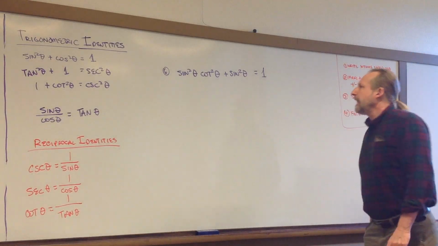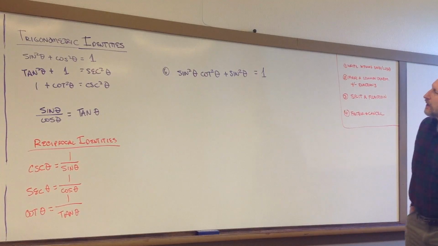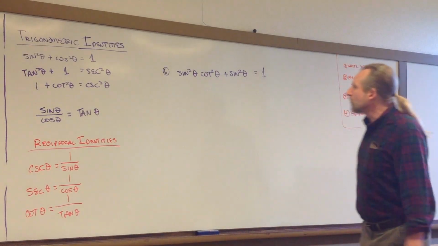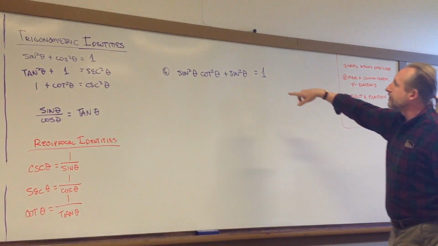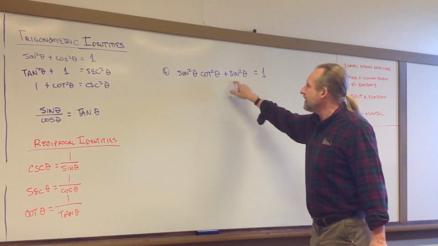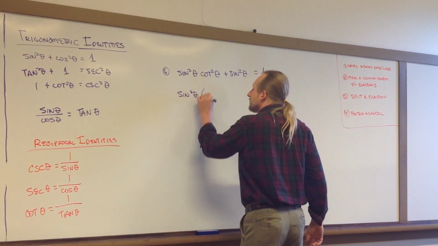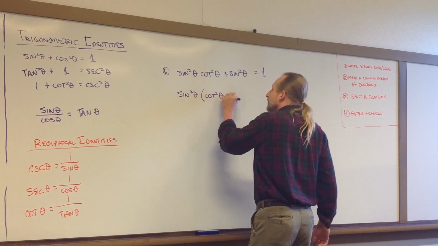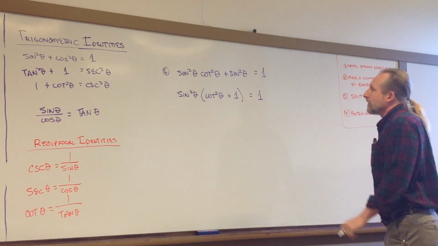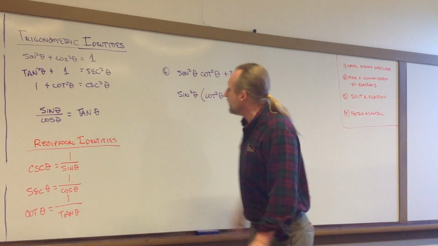Well, there's a variety of things that we could do here, and maybe I'll do a couple of them. The first thing I noticed is that you can factor a sine squared out of each of these expressions, right? So you can call this sine squared theta times cotangent squared theta plus 1, and we're supposed to show that that's equal to 1. Well, this cotangent squared theta plus 1 is the cosecant squared.